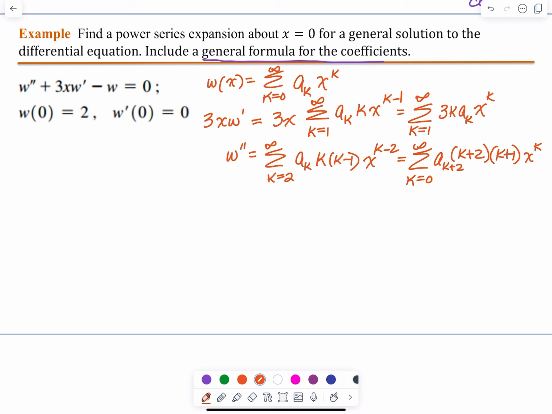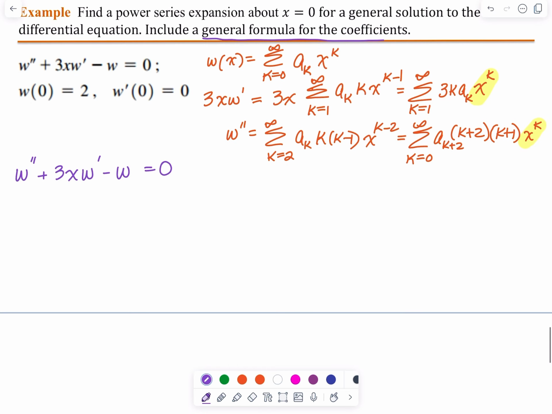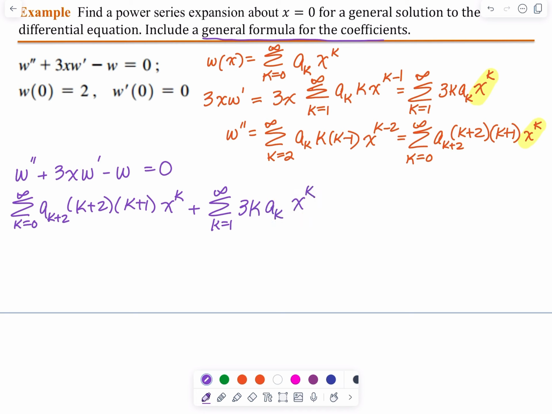And there we have our powers of x to the k. So now we have w double prime plus 3x w prime minus w is equal to 0. So we have the sum k equals 0 to infinity of a sub k plus 2 multiplied by k plus 2, k plus 1, x to the k. Let's go ahead and substitute this term in for the 3x w prime term. We have the sum from k equal 1 to infinity of 3k a sub k, x to the k. And now we still have to subtract w, which is right here. And that's the sum k equals 0 to infinity of a sub k, x to the k. And that is equal to 0.